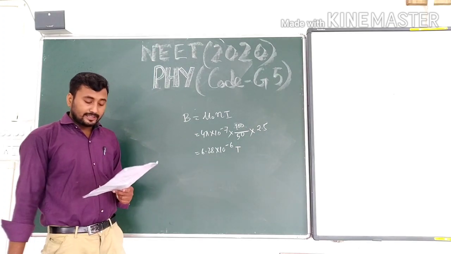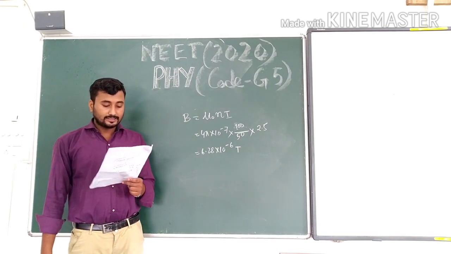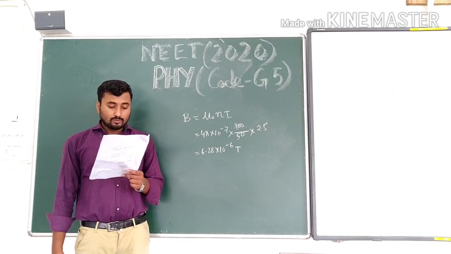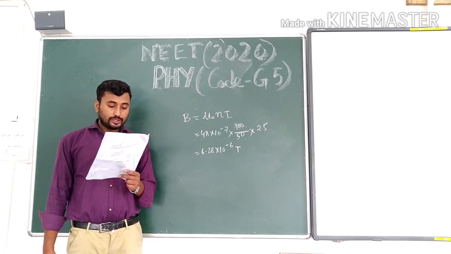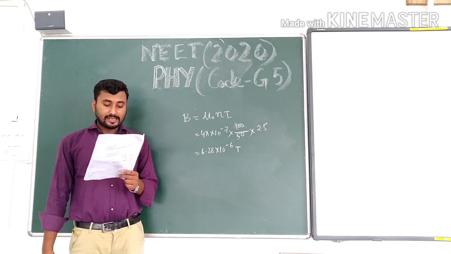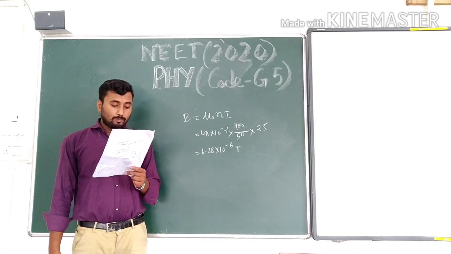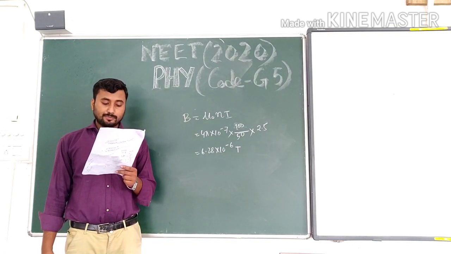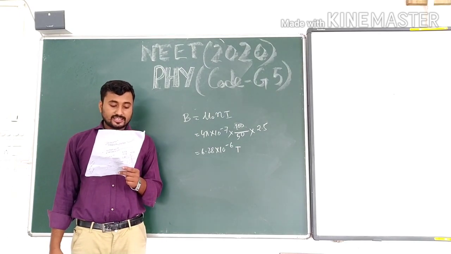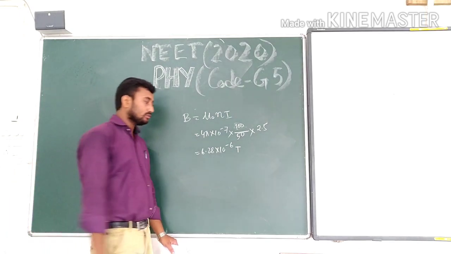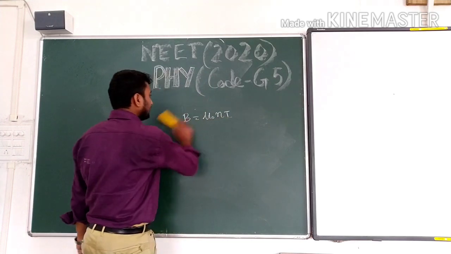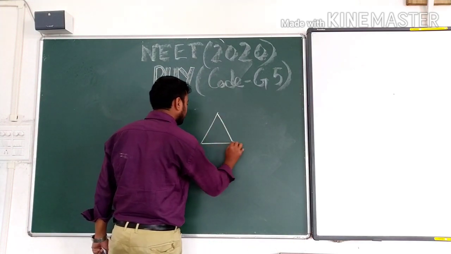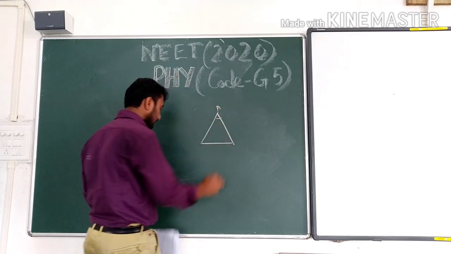Next question 139. A ray is incident at an angle of incidence i on one surface of a small angle prism with angle of prism A and emerges normally from the opposite surface. If the refractive index of the material of the prism is mu, then the angle of incidence is nearly equal to? So in this case, the prism is like this. This is the prism. Prism angle is A.